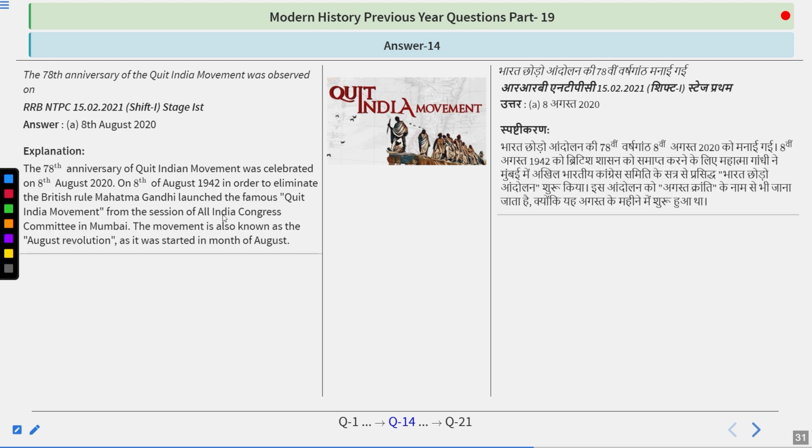The 78th anniversary of the Quit India movement was celebrated on 8th August 2020. On 8th August 1942, in order to end British rule, Mahatma Gandhi launched the famous Quit India movement from the session of the All India Congress Committee in Mumbai. The movement is also known as the August Revolution, as it was started in the month of August. So do remember, the answer is 8th August 2020.